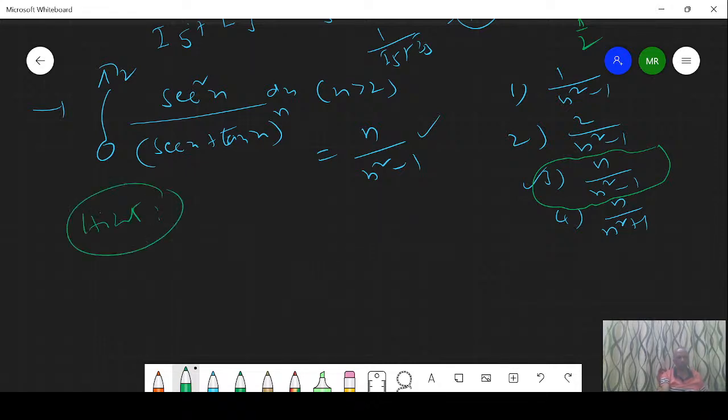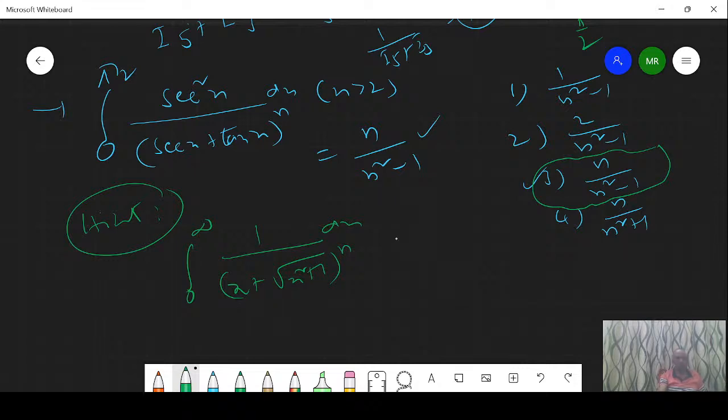To solve this problem, you always remember: integral 0 to infinity of 1 by (x plus root of x square plus 1) whole power n dx. This is the problem they are given.